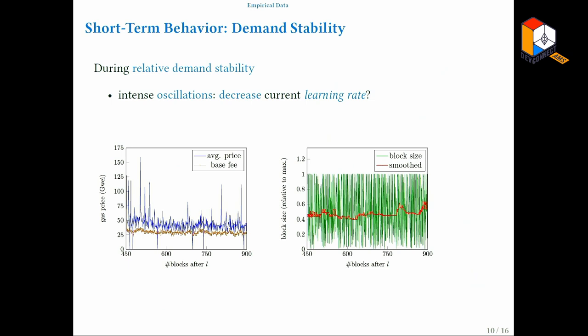If we don't have an NFT drop and we have normal conditions, like here, so we have the same demand through the whole window that we're plotting here, we see that, for example, people are paying sometimes different prices. The base fee, the red line here, is fairly stable. It's oscillating in this chaotic regime, but within some bounds. This is not a problem.